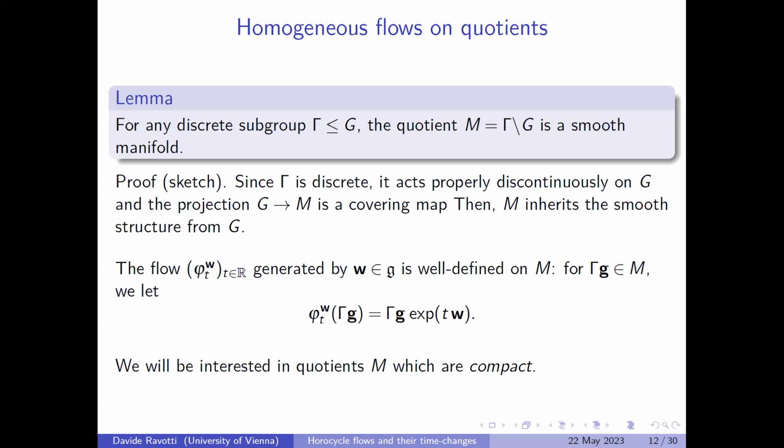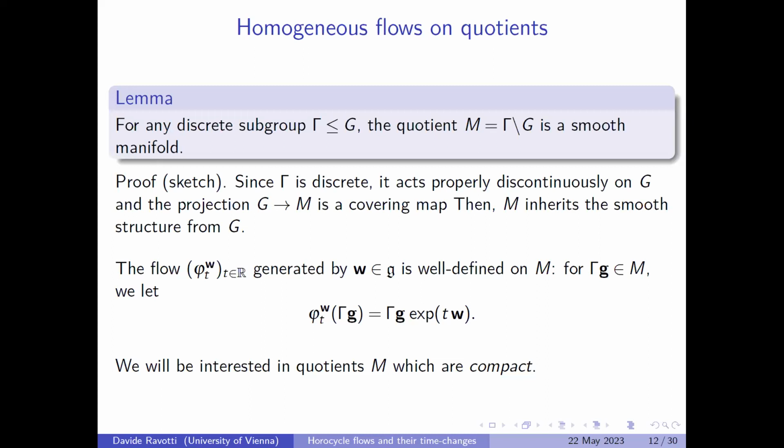So a remark is that since I'm taking left quotients of G and my flow phi W of T was defined by multiplication on the right, this flow that was defined on G is actually also well defined on the quotient M. Because again, I have a left quotient and I multiply on the right, and left and right commute. So I had these homogeneous flows that were defined on the group, but I can actually define on any quotient by a discrete subgroup of G.